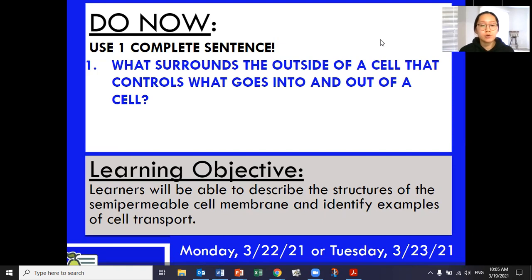So the do now that you're going to answer on the slide, using one complete sentence, is: What surrounds the outside of a cell that controls what goes into and out of a cell? Our learning objective is that you will be able to describe the structures of the semi-permeable cell membrane and identify examples of cell transport. So we're going to talk about the thing on the outside of the cell today, and we're going to talk about what it does for us.